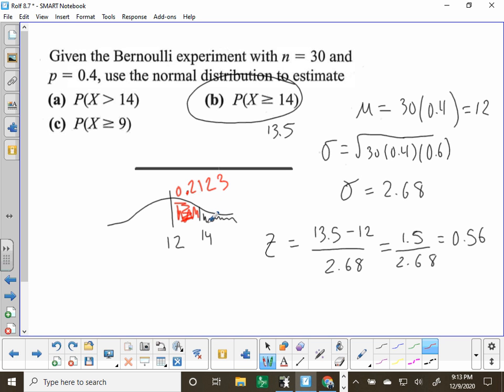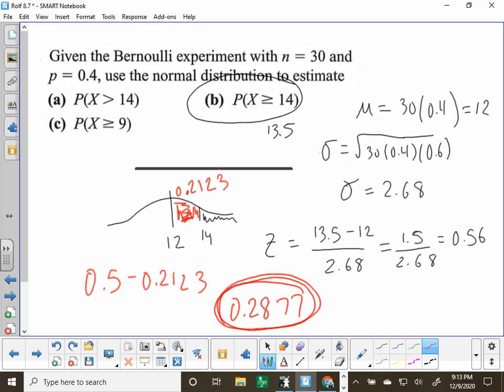I want to know this tail. I want to know the probability of being above 14. So your expected value is 12, and you want to be above 14, or 13.5 in this case. So we got to do 50%, 0.5 minus 0.2123. So 0.5 minus 0.2123 is equal to 0.2877. All right, so there's the answer to that one.